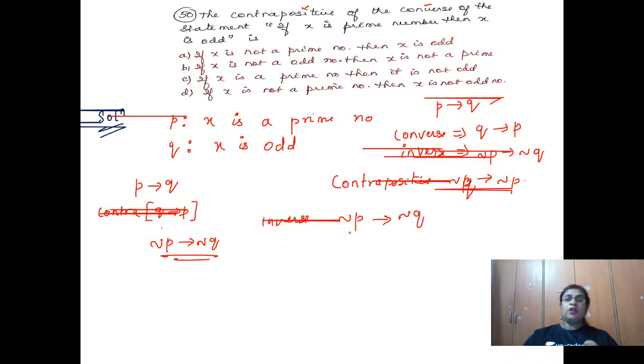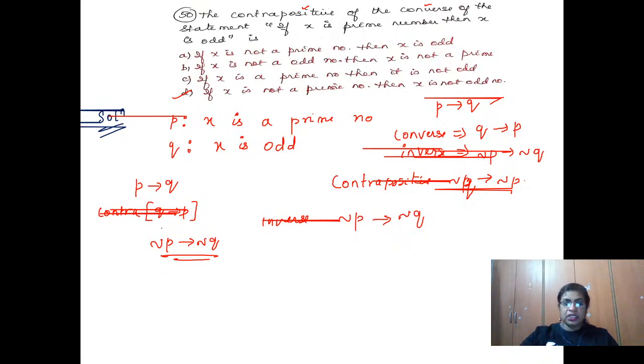So read it now. We know P and Q, so write negation P and negation Q. It is: X is not a prime number, and X is not an odd number. How to read it? If X is not a prime number, then X is not an odd number. The option which satisfies is option D. Hope this is clear. So we move on to the next question.